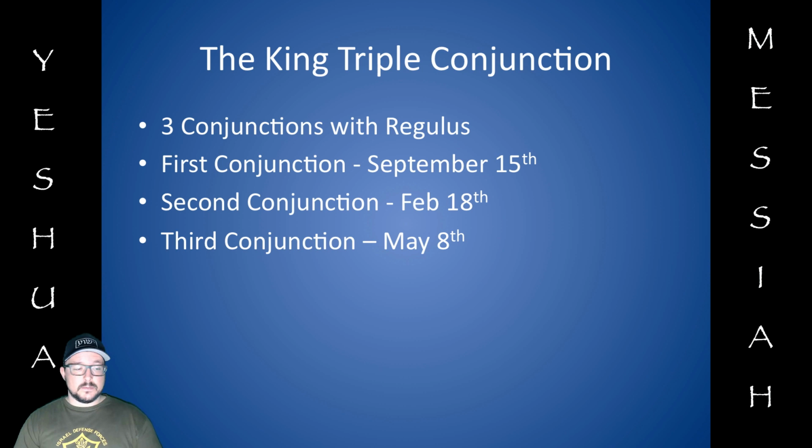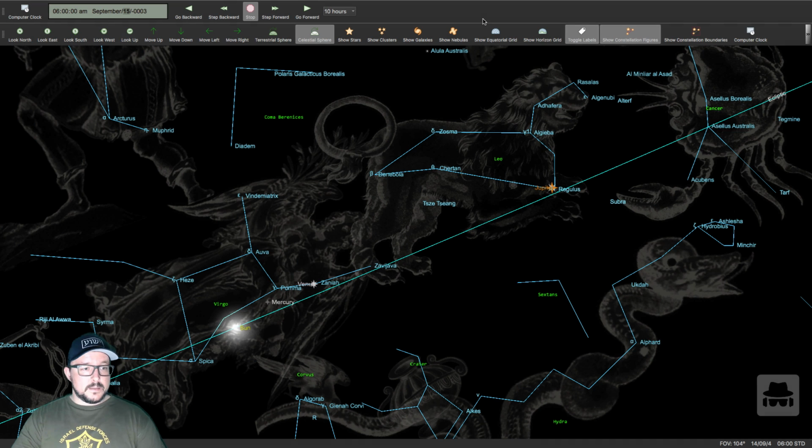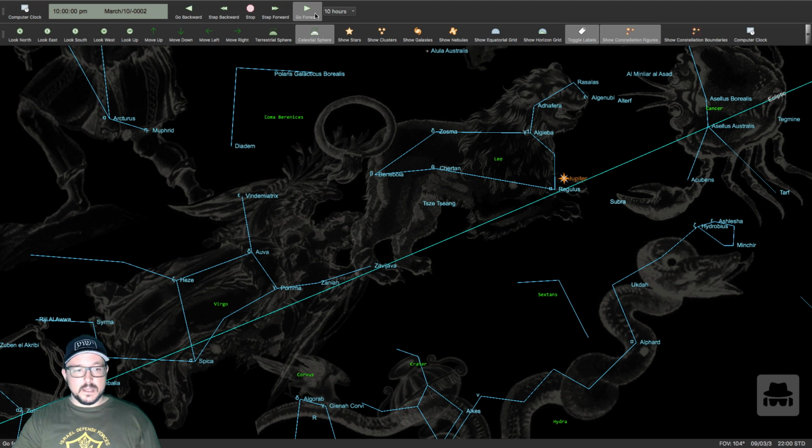So you'll see, as I'm just about to show you, they meet 3 times, and then shortly after the third time there's a Jupiter and Venus conjunction on June the 17th. So now we're going to watch what happened from September the 15th, 3 BC, Rosh Hashanah, Jesus Christ's birthday, going forward. Jupiter goes along the ecliptic and then starts to go into retrograde motion for a second conjunction, which it will meet with Regulus, or just over Regulus. It's almost crowning Regulus on February the 18th. Then it goes forward and meets Regulus again for a third conjunction on May the 8th.